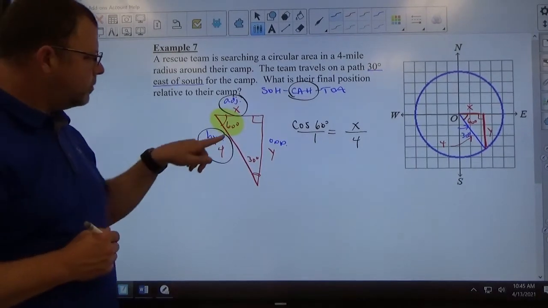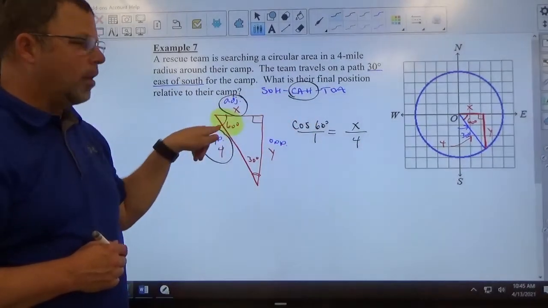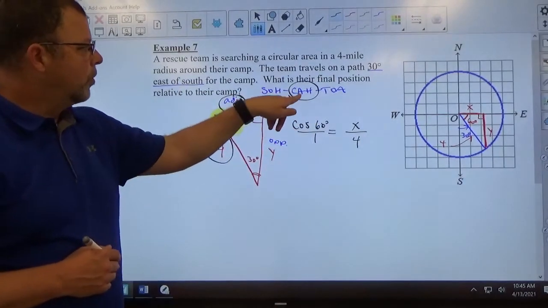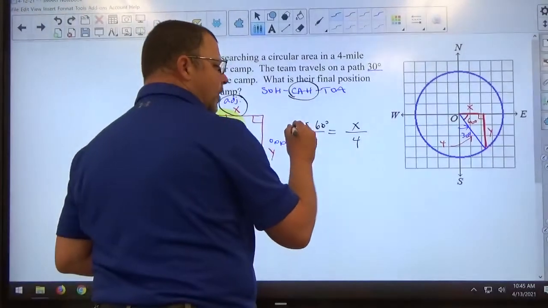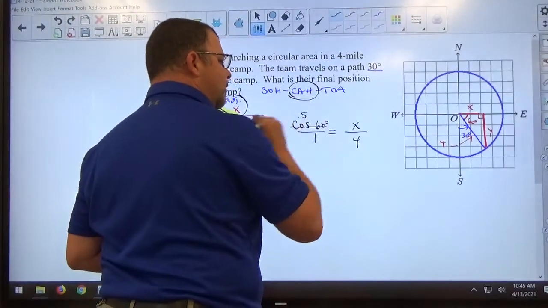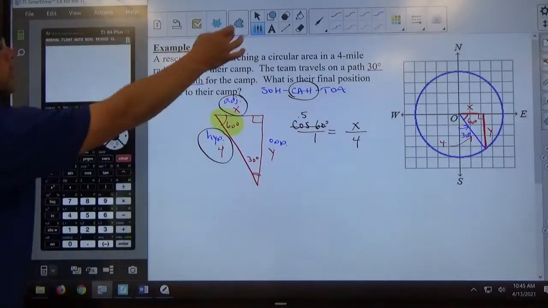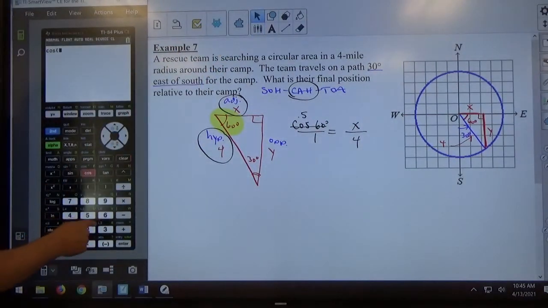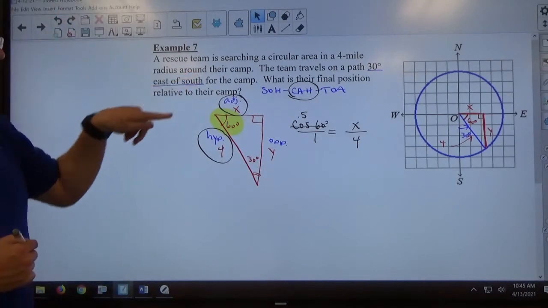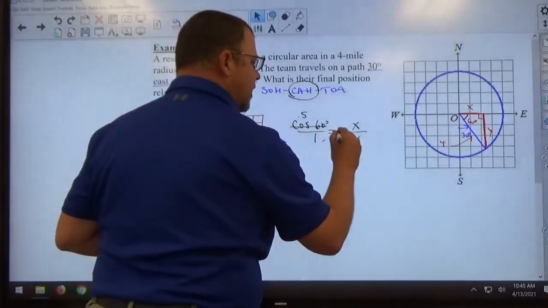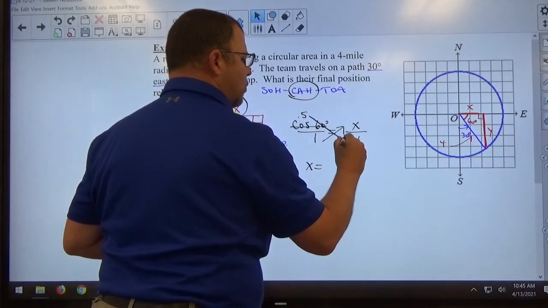So, again, using SOHCAHTOA, cosine of an angle, the angle we chose was 60, equals adjacent x over hypotenuse 4. If we punch cosine 60 in our calculator, it says 0.5. Right here, cosine 60 equals 0.5. We cross multiply, so we're going to get 1 times x equals 0.5 times 4, which would be 2 miles.